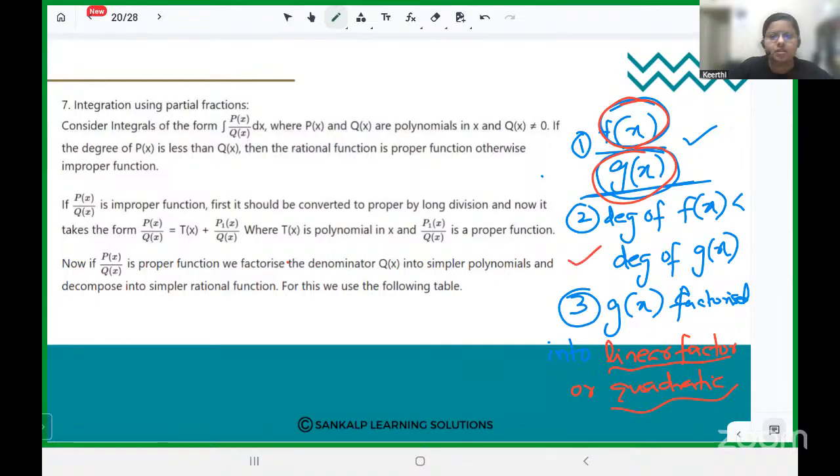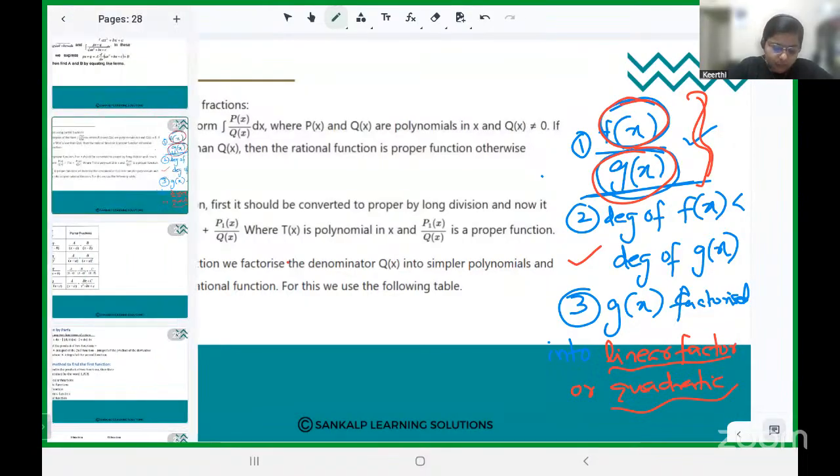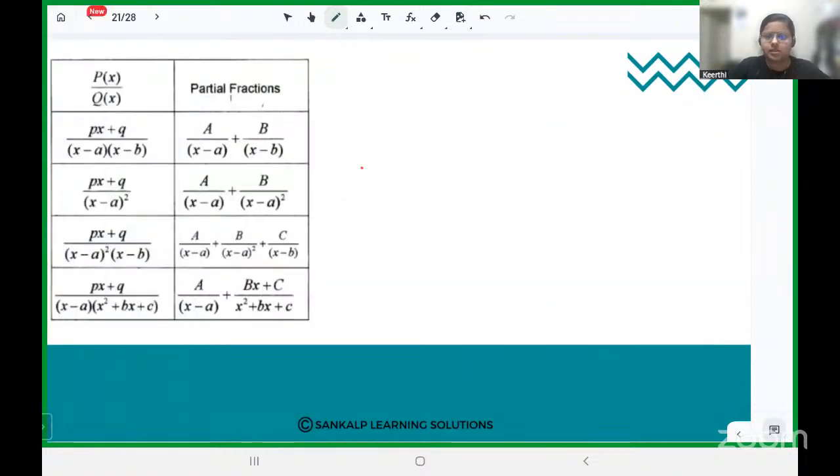If these conditions are not satisfied, then such fractions are known as improper fractions. To convert an improper fraction into a proper one, we divide it using the long division method, convert it into a proper fraction, and then solve it. This is the theoretical part, and there are 3 different types in this session itself. We will discuss them and do a problem from this.